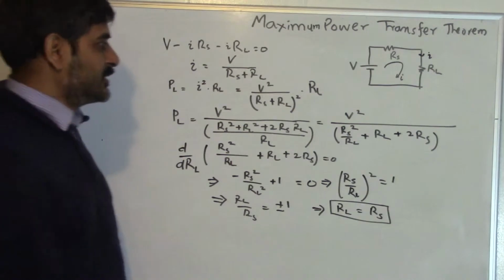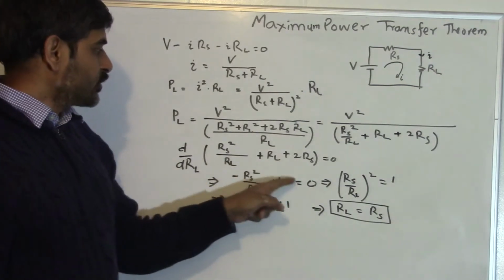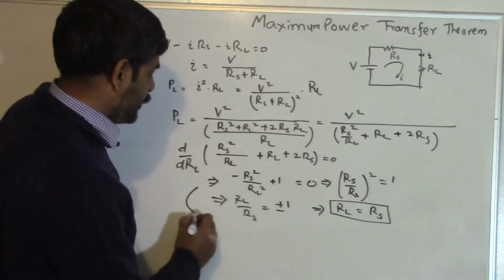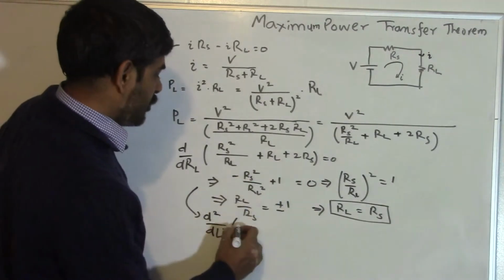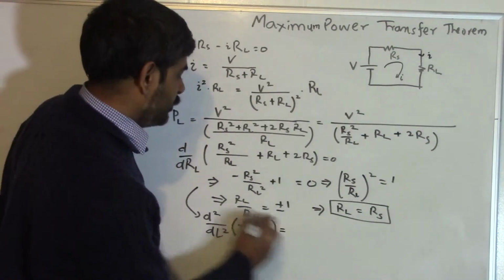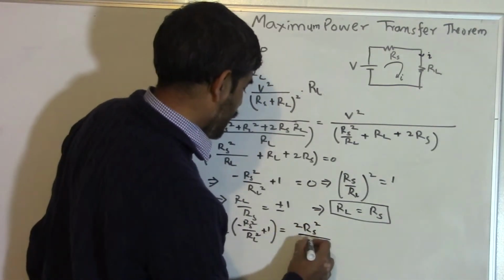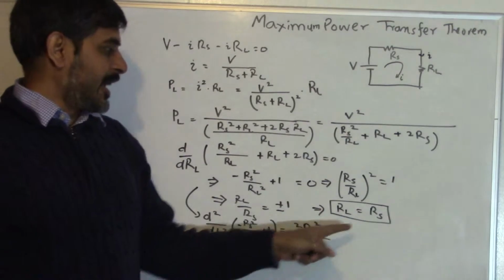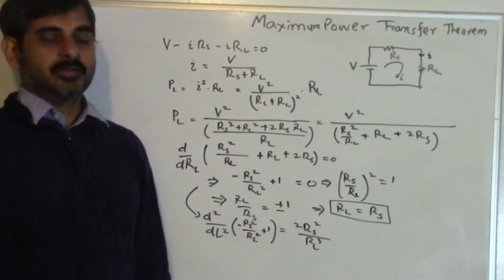To show that this term is a minimum, you need to differentiate this whole term again with respect to RL, which gives d2 over dRL squared of the whole term, minus RS squared divided by RL squared plus 1 becomes 2 RS squared divided by RL cubed, and this term is always positive, which means that our power delivered will be maximum when RS is equal to RL.